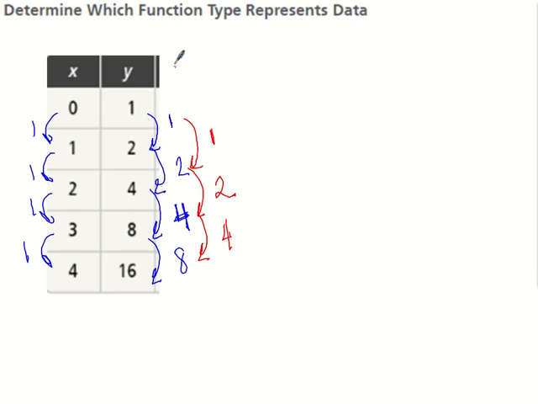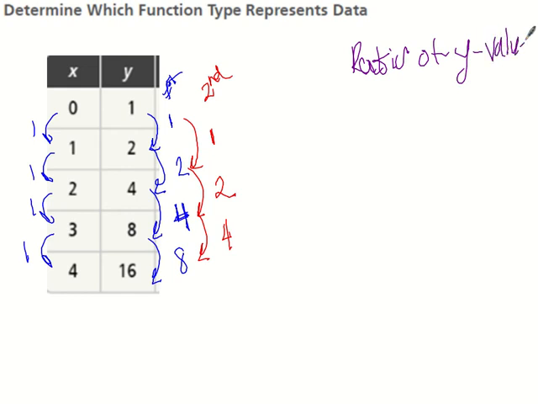Okay, so our first difference didn't work. Our second difference didn't work. So now we're going to check the ratio of our y values. So I'm going to take 2 over 1 and I get 2.